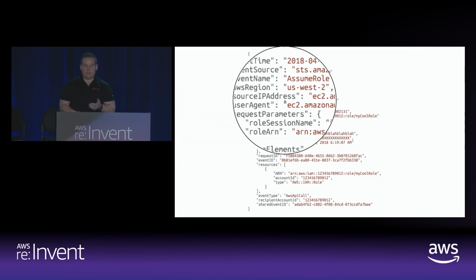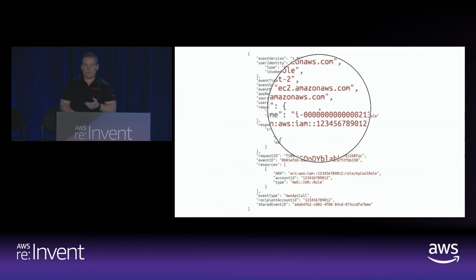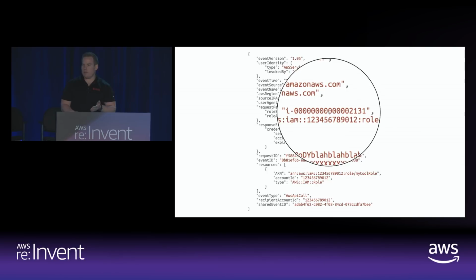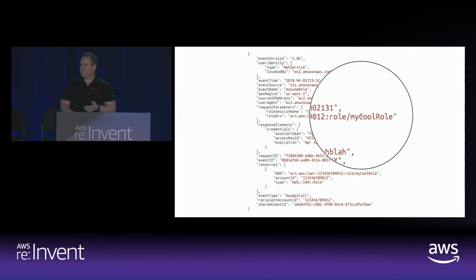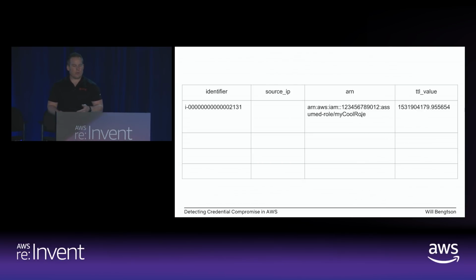So here we see that this is EC2 assuming the role. We see the role session name being the instance ID, ending in 2131, and the role that they're assuming is my cool role. So to build our table, we set the identifier as the instance ID, set the ARN as my cool role, and set a default TTL value of 6 hours beyond the current time. That gives us enough time so that when the credential expires, if the instance has gone away and hasn't renewed, that entry just falls off the Dynamo table, and we can keep our data pretty fresh.